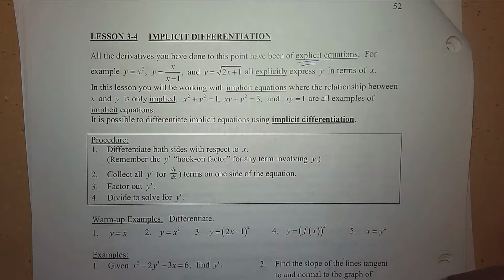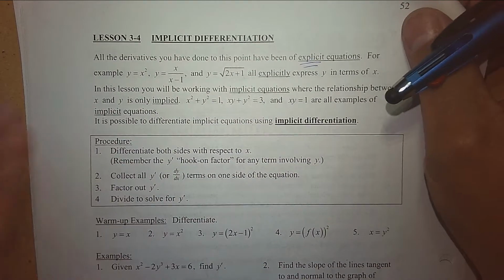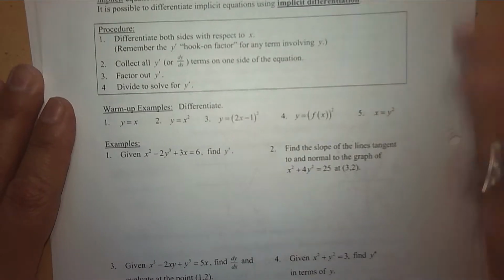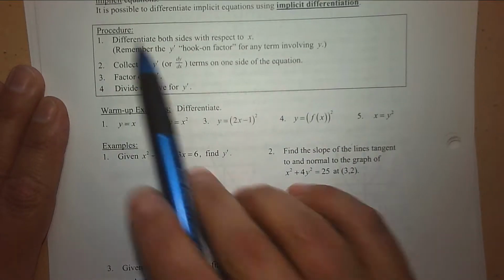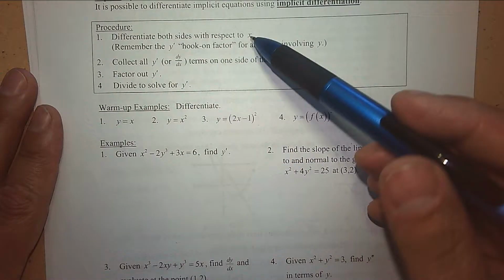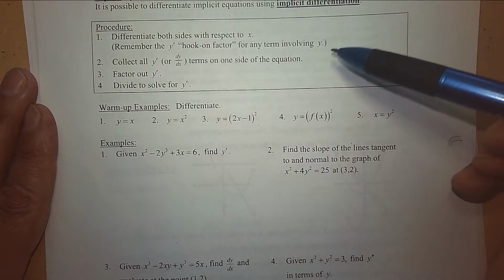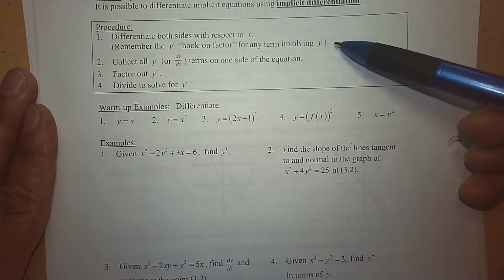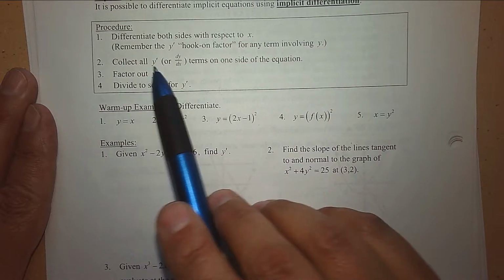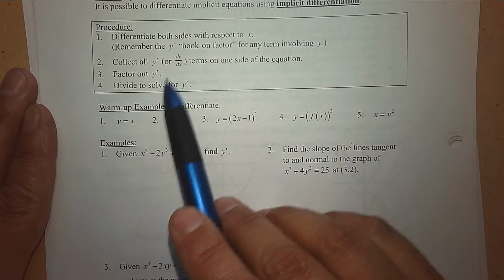So can you take the derivative if it's not a function? That's where we apply implicit. So it is possible to differentiate implicitly. There are some rules to follow, so look in the box. Rule number 1: differentiate both sides with respect to x. Remember the y prime hook-on factor for any term involving y. Collect all y prime terms on one side of the equation, factor out the y prime, and then divide.